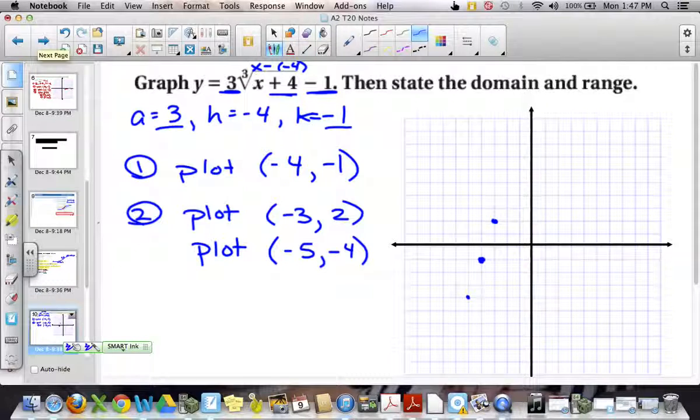So then we draw that S curve, and again, when we have those higher values of a, it's going to be more of a vertically stretched graph. So you're going to see more of a stretched out S this time. So it should look something like this. And there's your cube root graph.